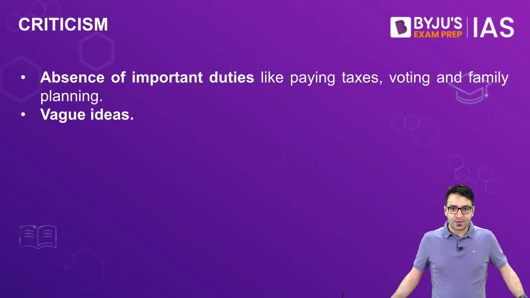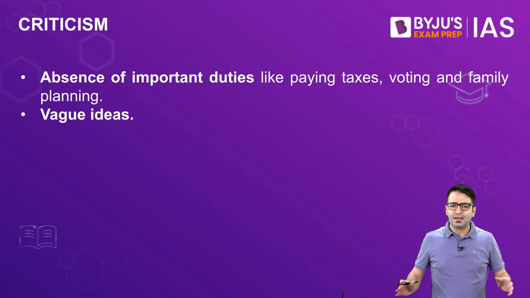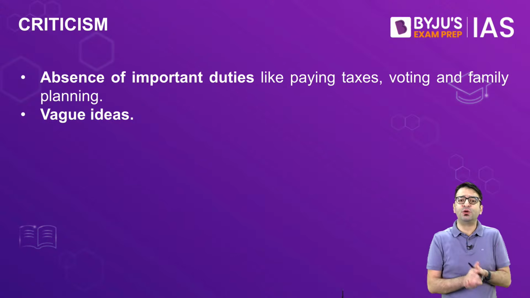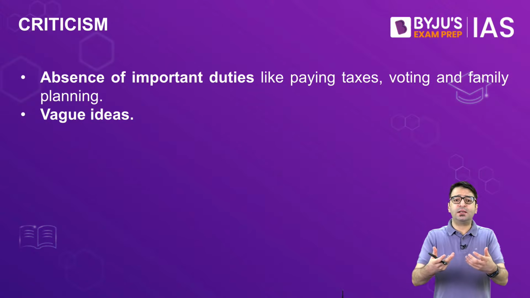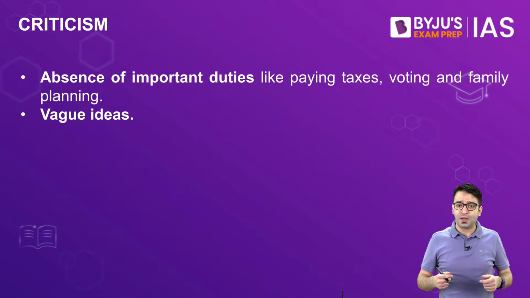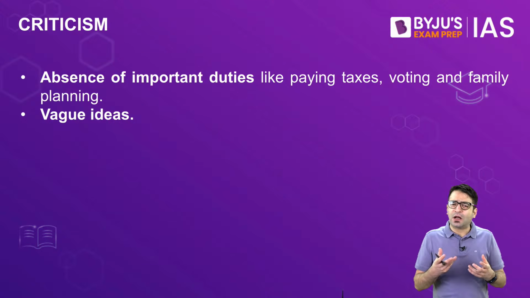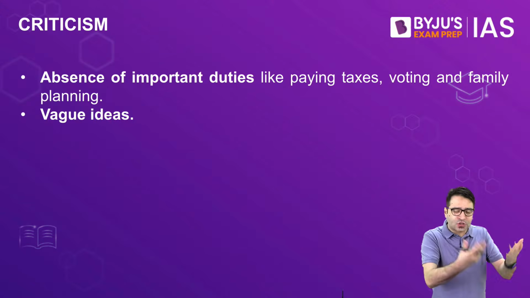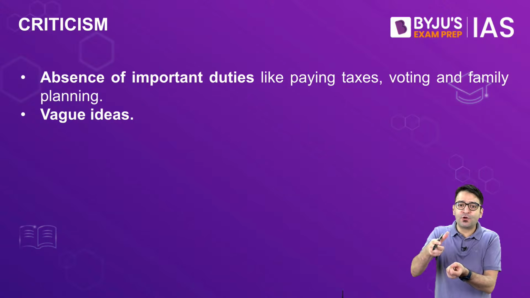But then there are also those who criticize the list of fundamental duties. They say that there are some vague ideas mentioned in fundamental duties. Vague ideas such as to cherish and follow the noble ideals which shaped our struggle for freedom, to value and preserve the rich heritage of our composite culture. These are not easily comprehensible. These are not easily understood. So there are vague ideas which are mentioned in the list of fundamental duties, where very important duties are not mentioned.